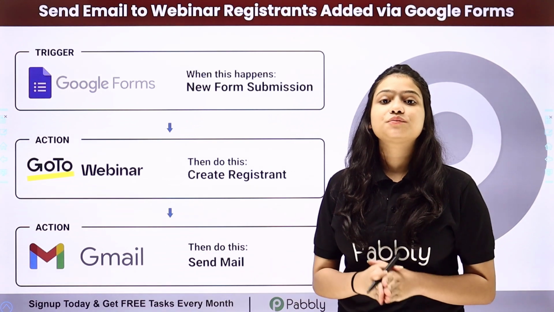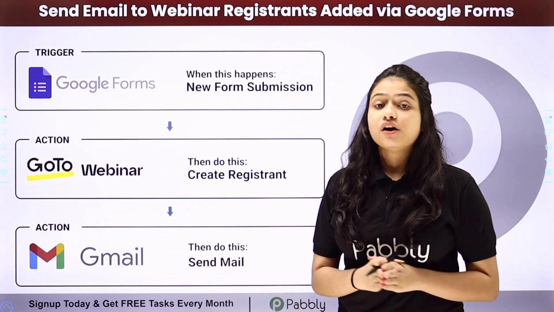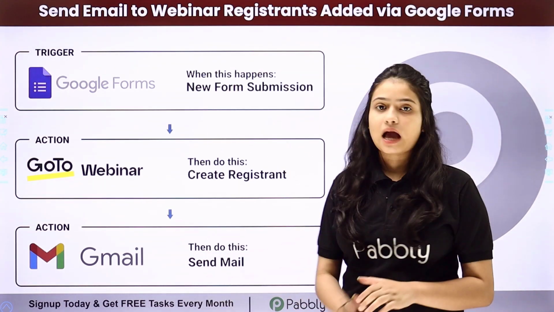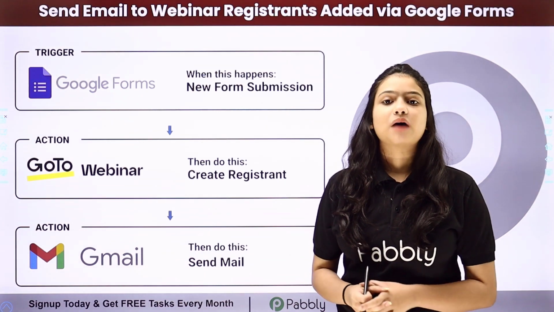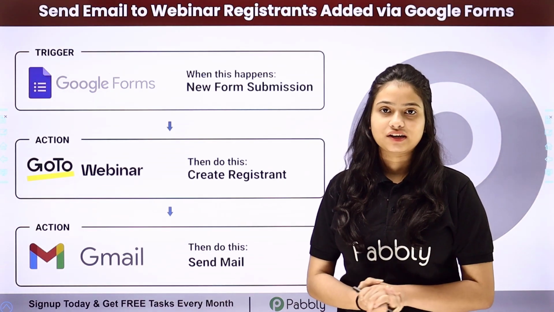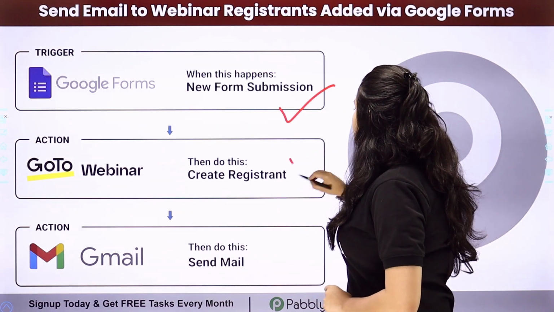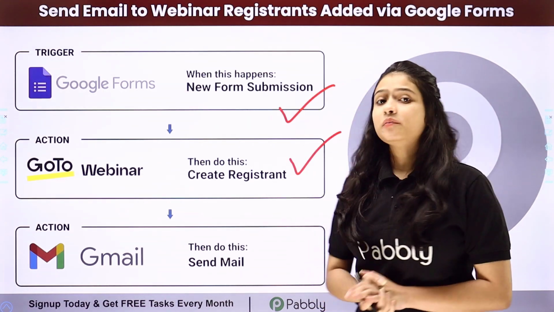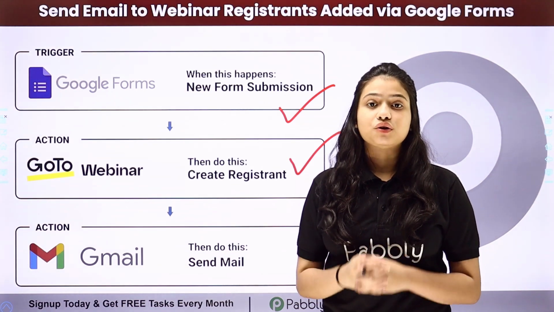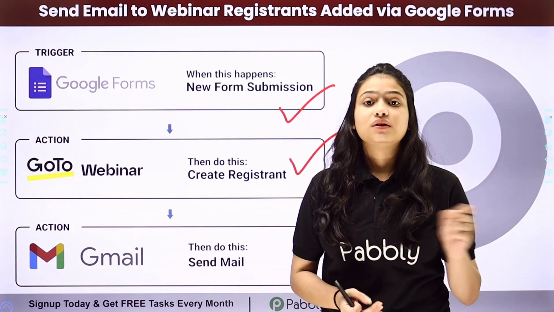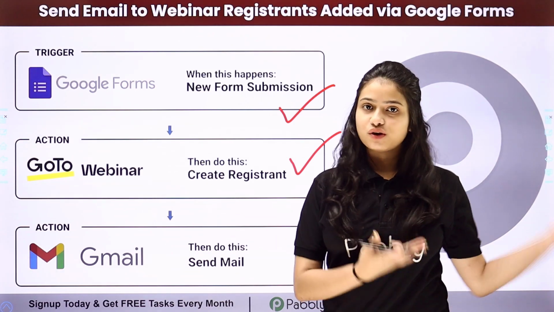So how we are going to do this process automatically and effortlessly? For that we will have to integrate all these applications, and for that we are going to use Pabbly Connect, which is an amazing automation and integration software. Now what we are going to do, we have Google Forms in our trigger, GoToWebinar and Gmail in our action. So we will be connecting all of them by using Pabbly Connect in order to automate this entire process. And to learn this entire process step by step, let me take you all to my screen.